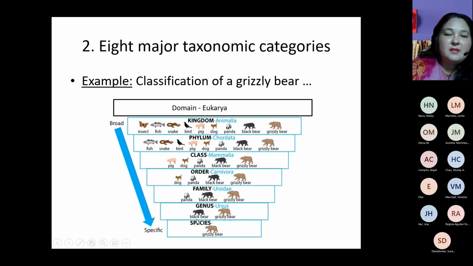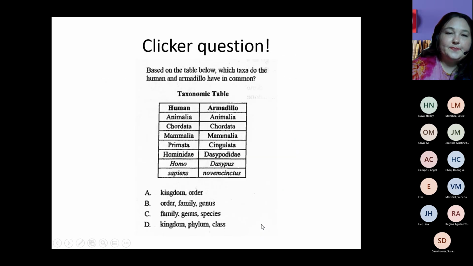Genus is Ursus, and that's the black bear and the grizzly bear, and species is horribilis, which is the grizzly bear. So if we are referring to the grizzly bear, we will use its genus name and its species name. We will say it is Ursus horribilis.